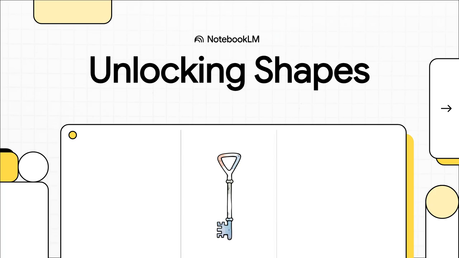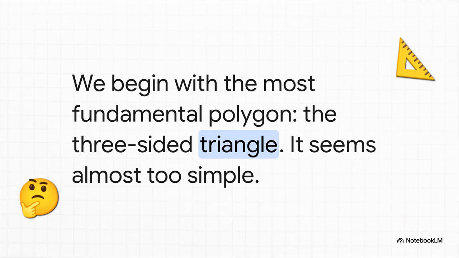All right, let's talk about shapes. We're going to go on a little journey today to find the simple, beautiful logic that connects all of them. We're looking for the master key that opens up everything, from a basic triangle all the way to a perfect circle. So let's get into it. We're going to start right here, with the most fundamental shape there is, the triangle.